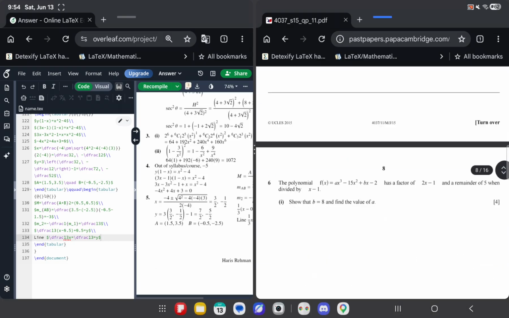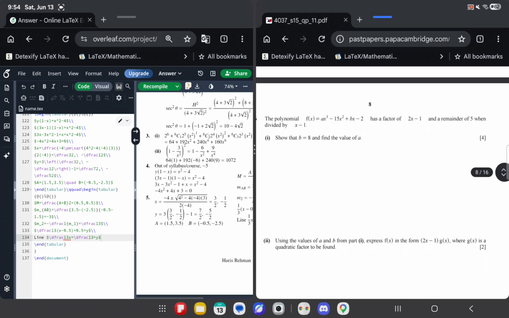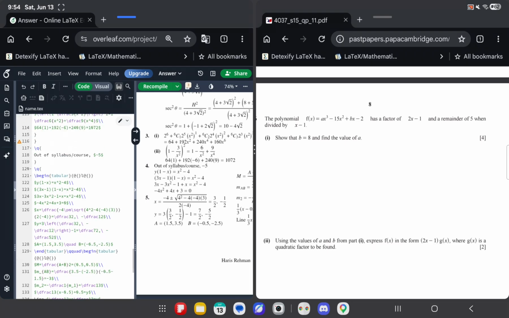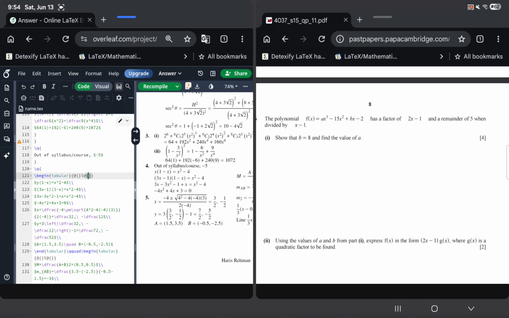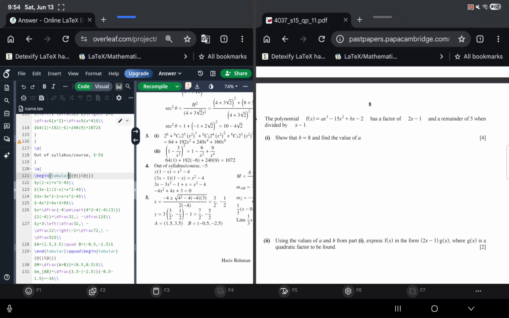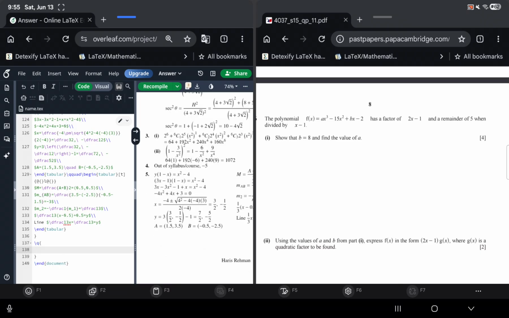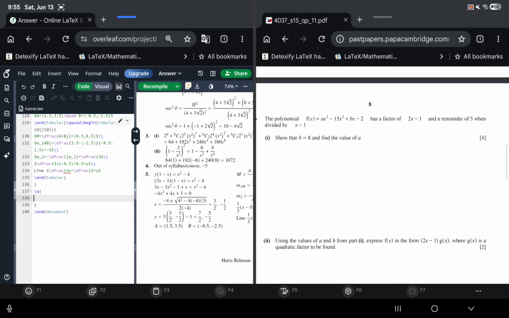Now the polynomial has a factor of 2x and the remainder of 5 when divided by x minus 1. Show that b is equal to 8 and find the value of a. Now this is lazy working. Before we show them our math, we need to fix this. Okay, nice. Let's move on.